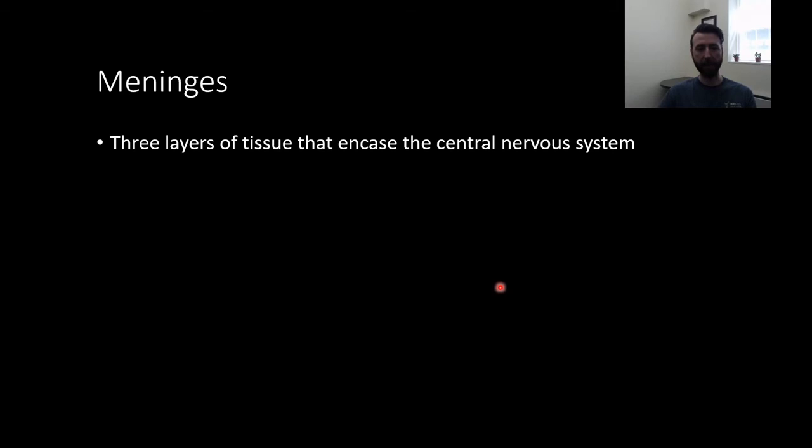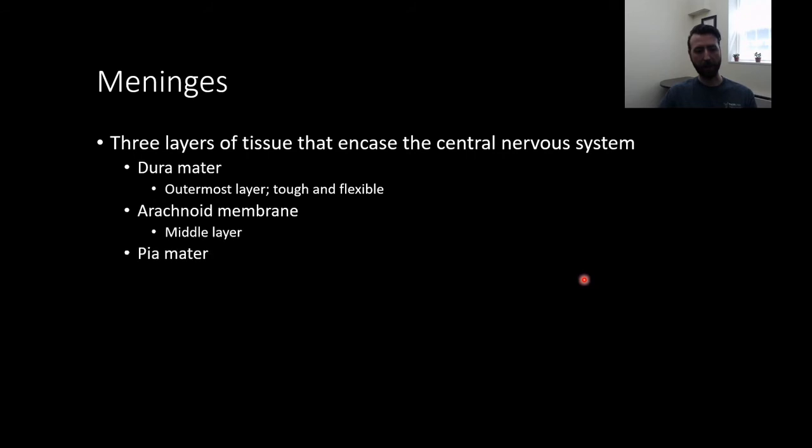All right, meninges. The meninges are the 3 layers of tissue that encase the central nervous system. We have dura, arachnoid, and pia. So first, dura mater is the outermost layer. It's tough and flexible. It's like a leathery outer coating that protects the brain. Next is the arachnoid membrane. This is the middle layer.